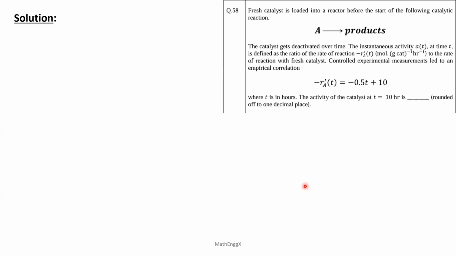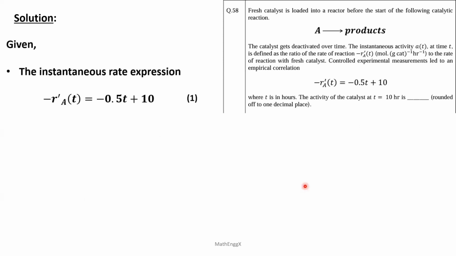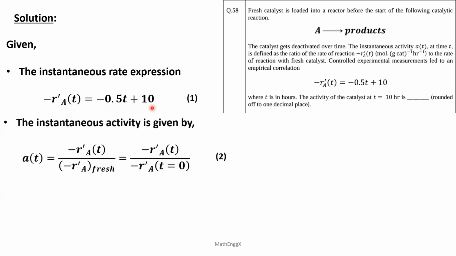So let's look into the solution to this question. We have been given an expression for instantaneous rate as minus 0.5 t plus 10. We need to find the instantaneous activity, which is given by the ratio of rate at a particular time divided by the rate when the fresh catalyst is loaded. So this is basically RA prime at some t divided by RA prime at t equal to 0, because at t equal to 0 is when the fresh catalyst is loaded to the reactor.